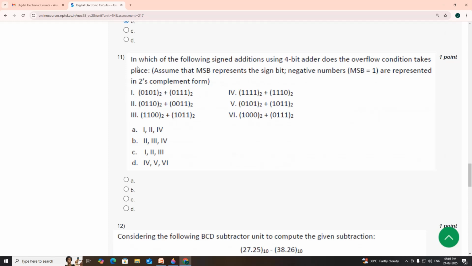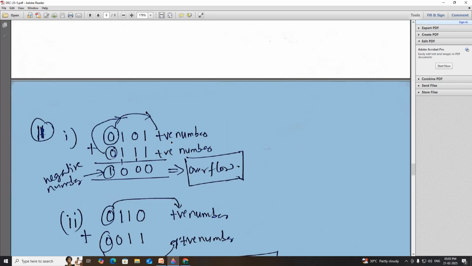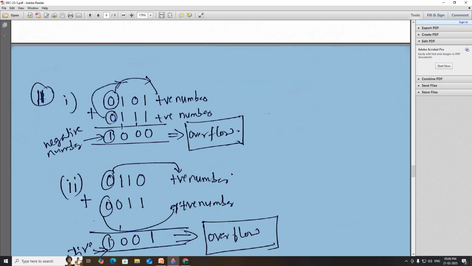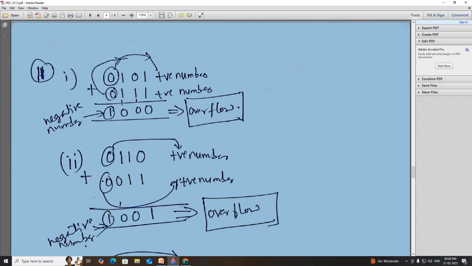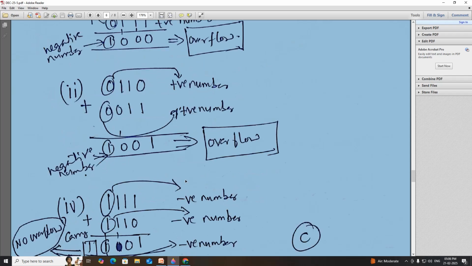11th one. Here we need to find in which of the following signed additions using a 4-bit adder does the overflow condition occur. A simple trick is there, very simple. If you add two positive numbers and it generates a negative number, then there is an overflow. Take the second case: two positive numbers added, it is generating a 1 here, because the last bit is nothing but the sign bit. 1 indicates a negative number, 0 indicates a positive number. So this is again an overflow.